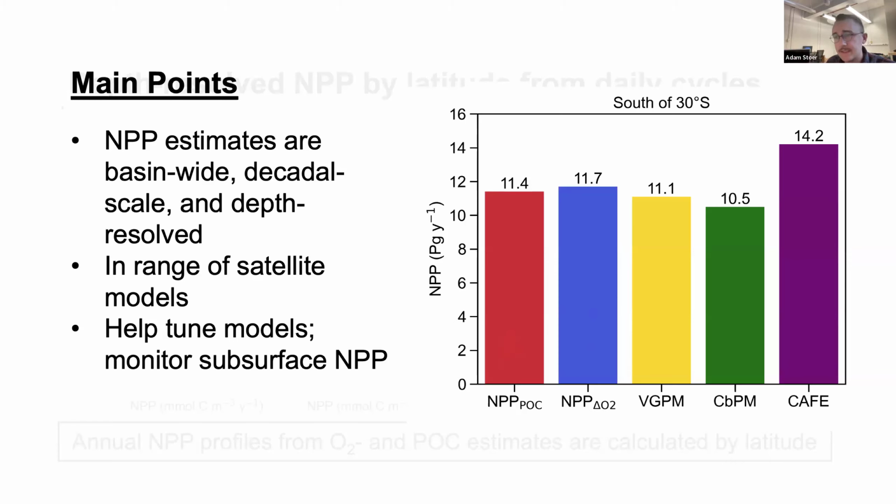And then with these depth resolved MPP profiles, we can help tune models because we have more information about what's going on below the surface. And we can also use that to monitor subsurface primary productivity. So that concludes the first part of my talk, and then I'm going to move into biomass now.